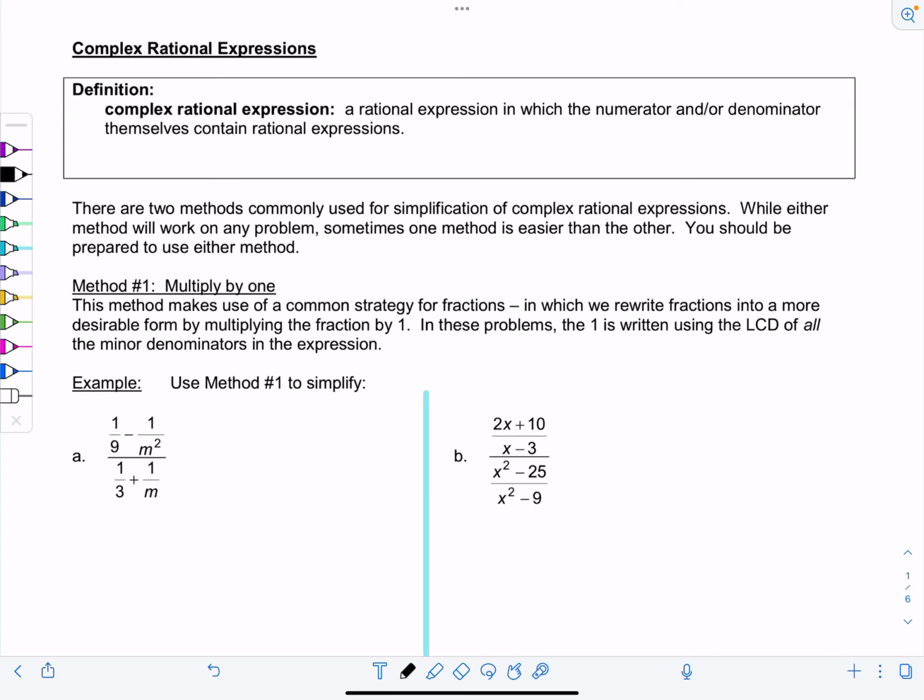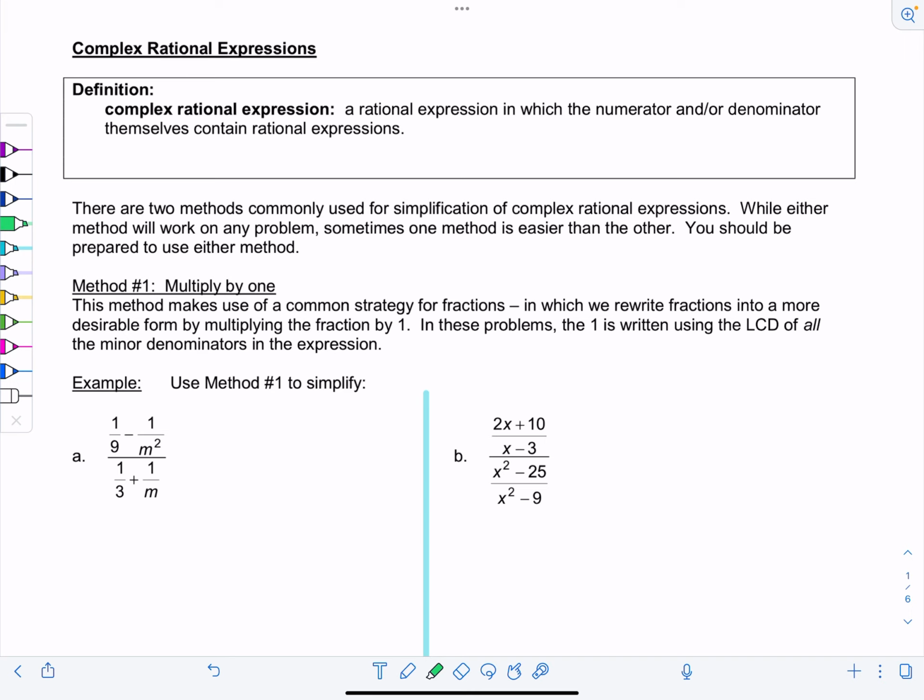In this video, we're going to look at simplifying complex rational expressions. So what is a complex rational expression? The definition states that it's a rational expression in which the numerator and/or denominator themselves contain rational expressions. So basically, it's whenever you see a fraction inside of a fraction, in the numerator or denominator of a fraction. That's a no-no. We consider that expression not completely simplified. You never want to leave your answers in that form.